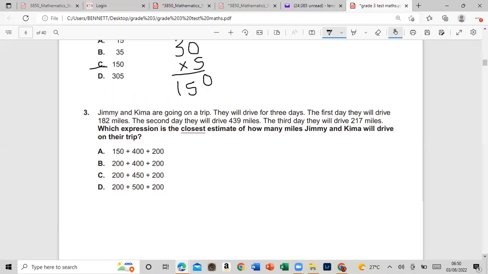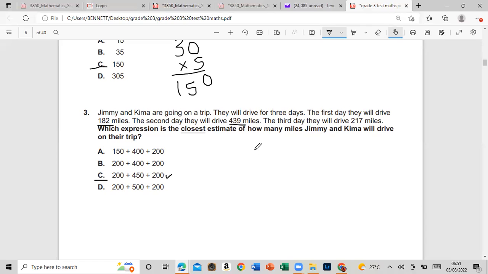Alright, this can be a little bit tricky, right? So we could say now 182, is it closer to 150 or 200? So we can eliminate A, and say it's one out of these because 182 is closer to 200. Let's look at 439 and look at the options. So 439, is it closer to 400 or 450? I would say closer to 450 because it needs only 11 more. Let's look at the last one now. And the third day, 270. Now this would be closer.